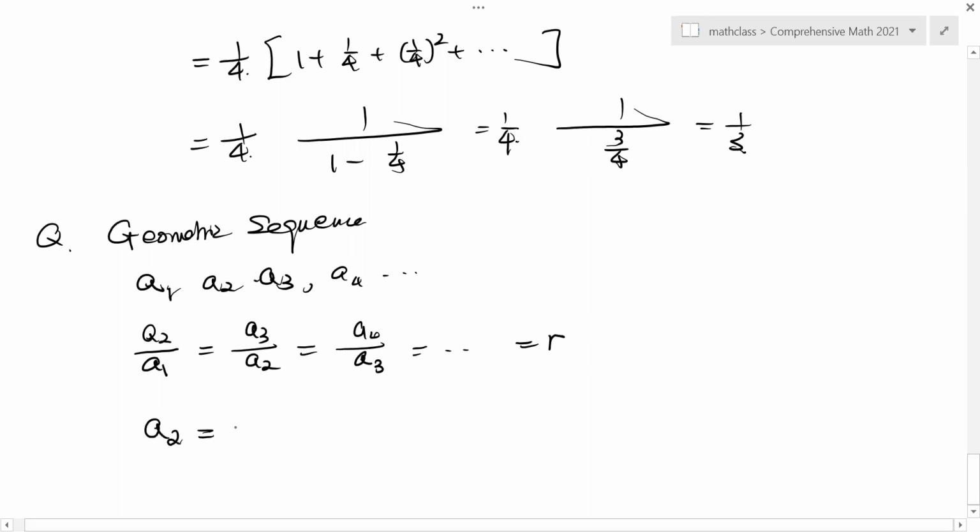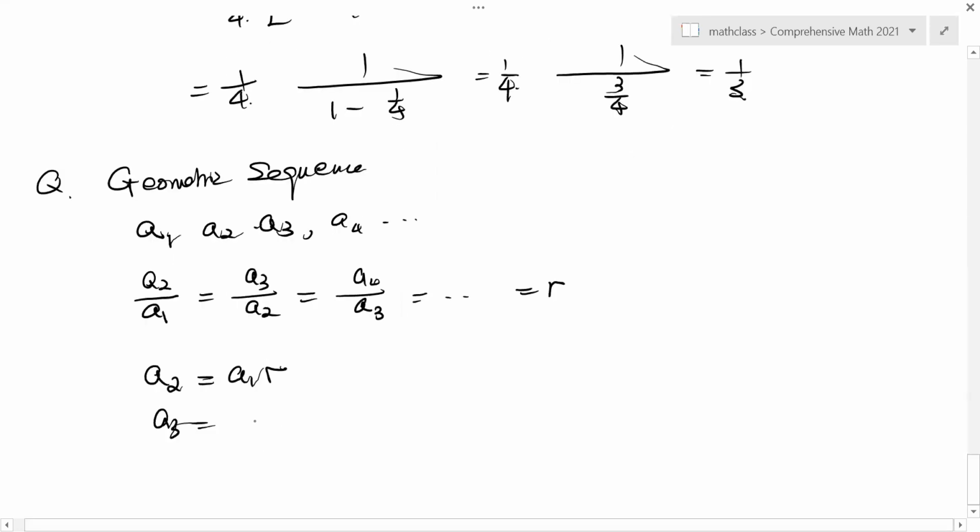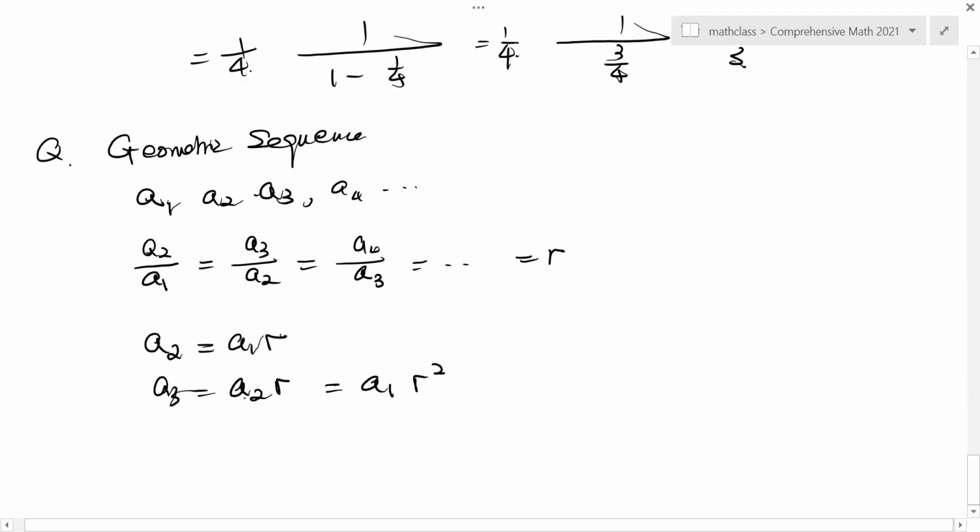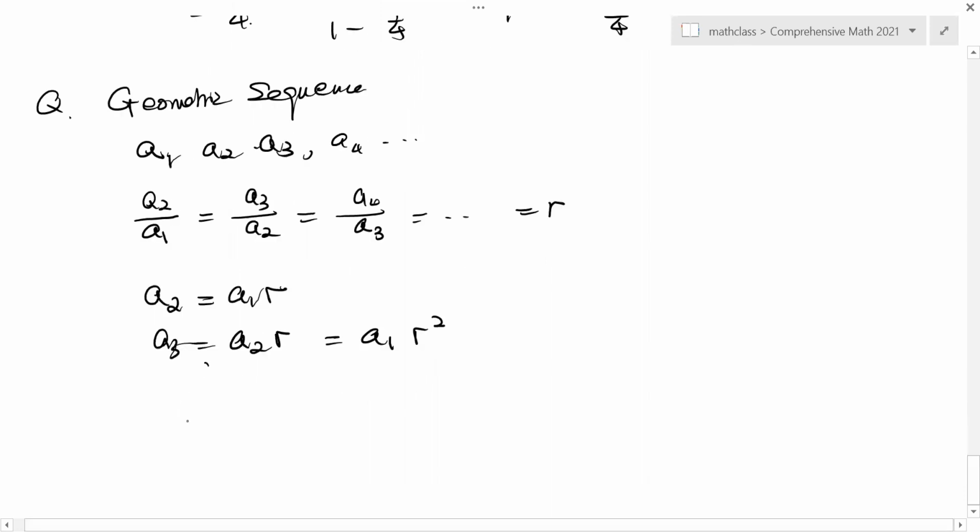A2 is going to be A1 R, right? So A3 is going to be A2 R, right? So that means, replacing A2 by A1 R, this is A1 times R squared. So finally, you get a general formula. It's A1 R to the n minus 1.